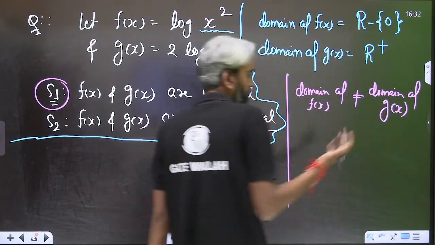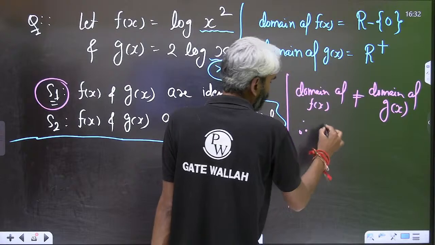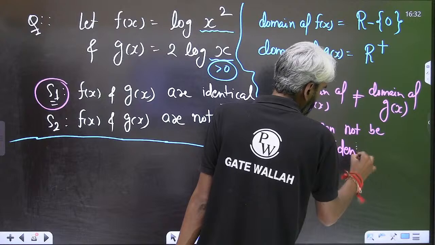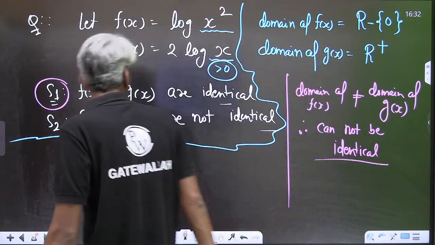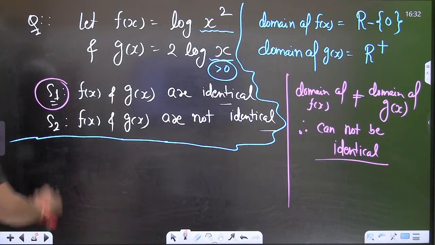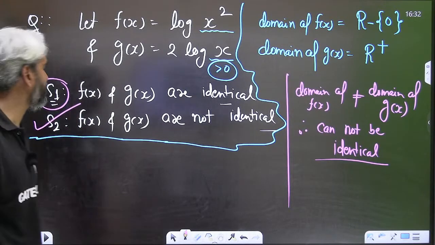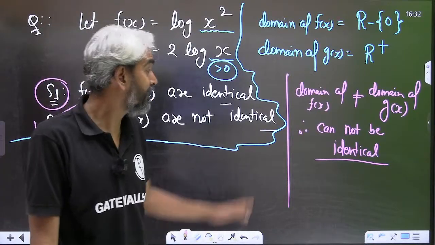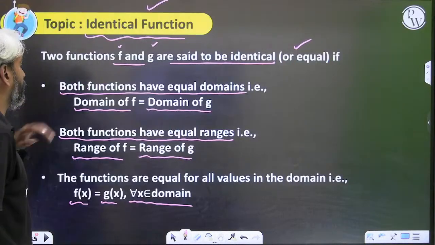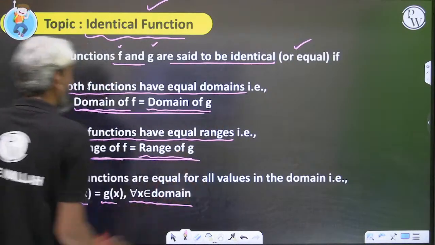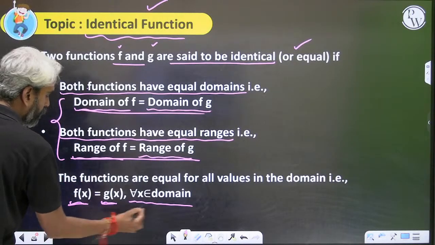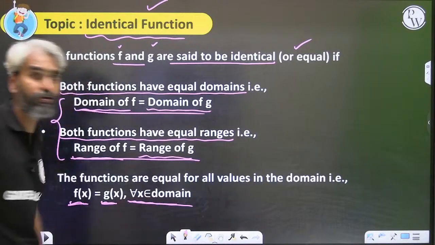Domain of f(x) is not equal to domain of g(x). Therefore, they cannot be identical. The very first condition for two functions to be identical is that their domain must be the same. Clear, Kanchi? Statement S2 will be the correct answer: f(x) and g(x) are not identical because their domain is not the same. Simple concept: for two functions to be identical, they must have equal domain and equal range. And if these two conditions are satisfied, then the value of f(x) should equal the value of g(x) for all x belonging to the domain.